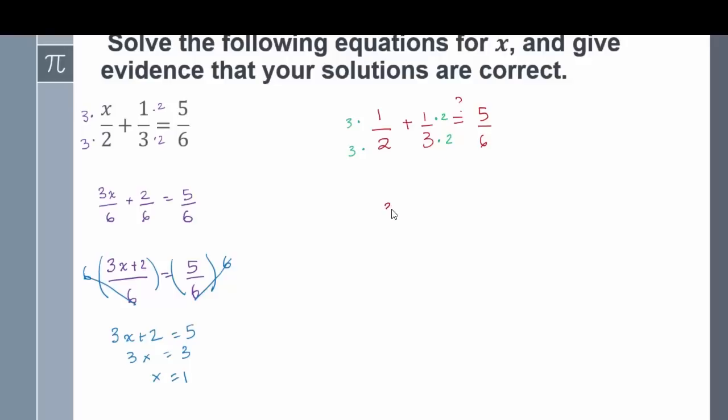And we end up with 3 over 6 plus 2 over 6, checking to see if that's still equal to 5/6. 3/6 plus 2/6 is 5/6. Yes, that's equal to 5/6. So x equals 1 is our solution.